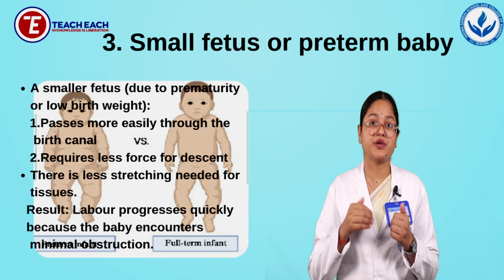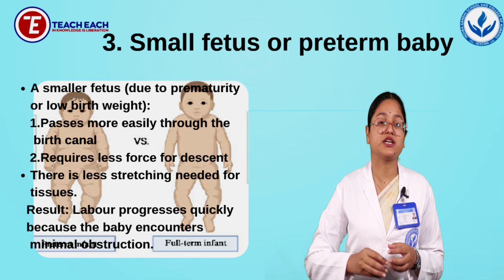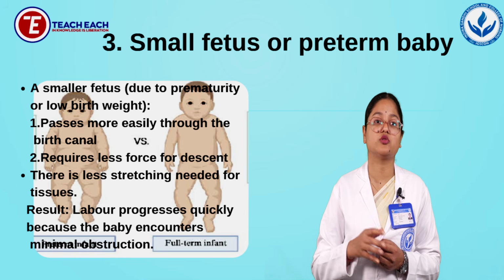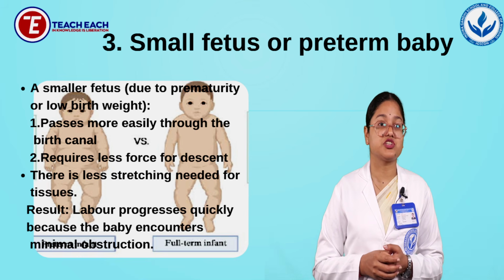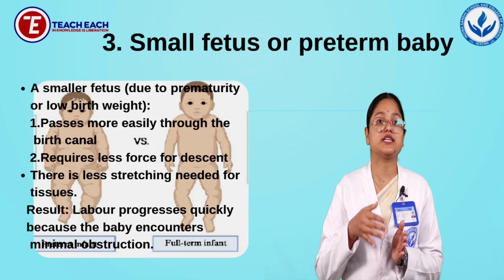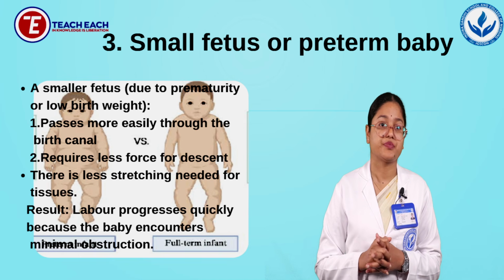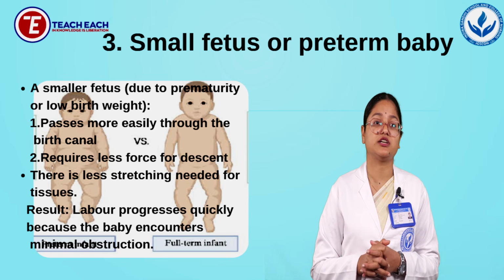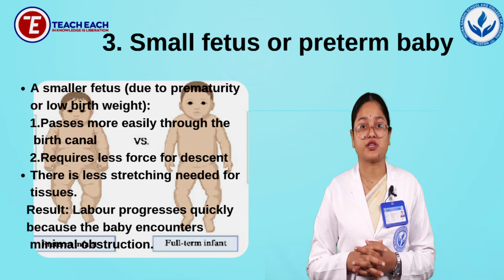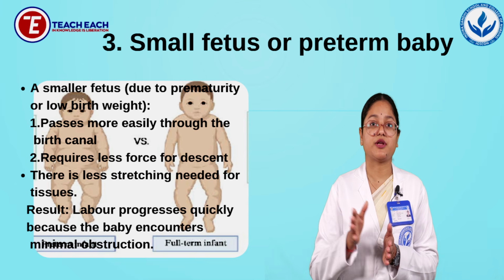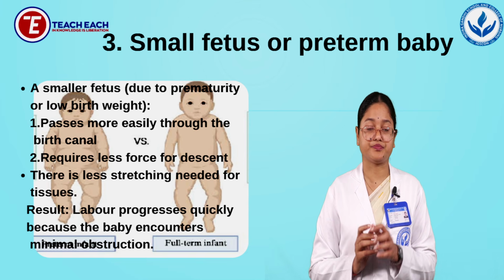Descent means bearing down, coming down. So they need very few contractions or less force to get delivered. Less stretching is needed for the tissues, because the baby is small and doesn't need much space. Easily they can slip down to the vagina. As a result, labor progresses quickly because the baby encounters minimal obstruction during the delivery. In the pelvis, they will slide down nicely.